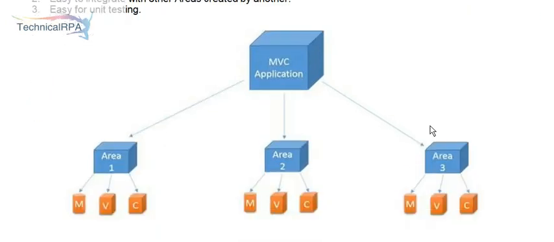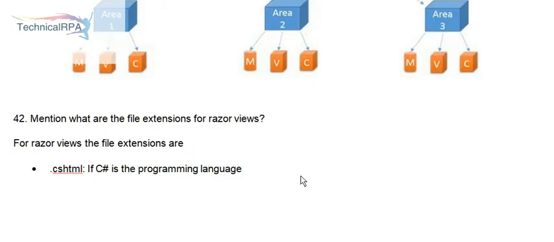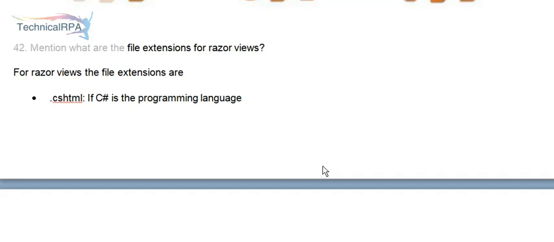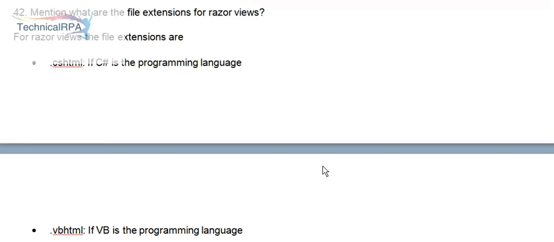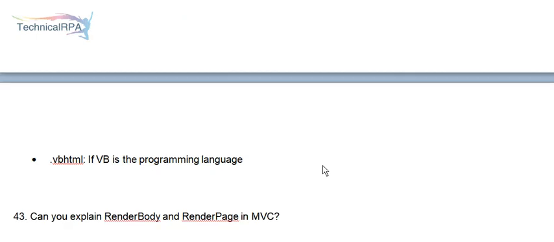42. Mention what are the file extensions for Razor Views. For Razor Views, the file extensions are CSHTML if C# is the programming language, VBHTML if VB is the programming language.